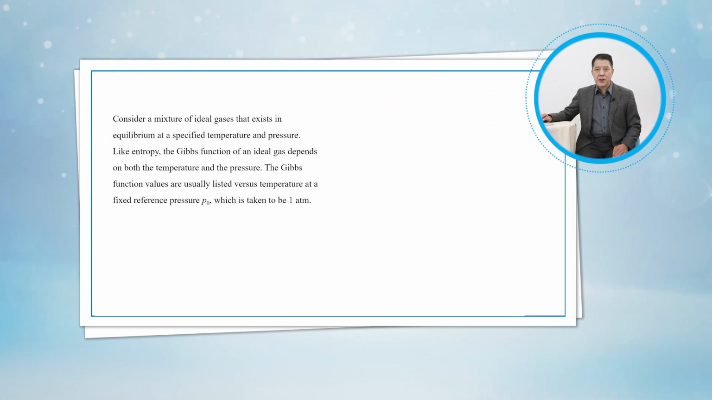The topic of this task is about the equilibrium constant. Consider a mixture of ideal gases that exists in equilibrium at a specified temperature and pressure. Like entropy, the Gibbs function of an ideal gas depends on both the temperature and the pressure.